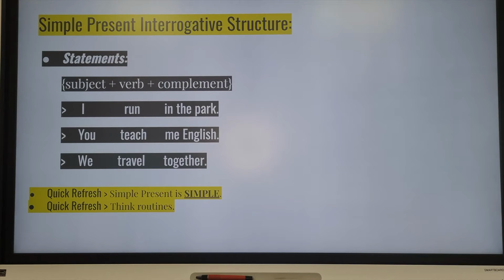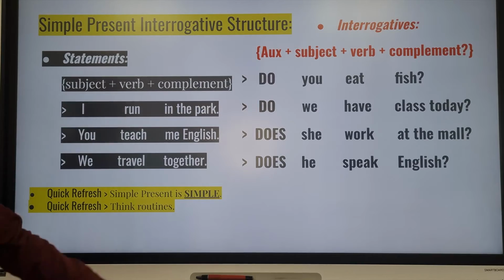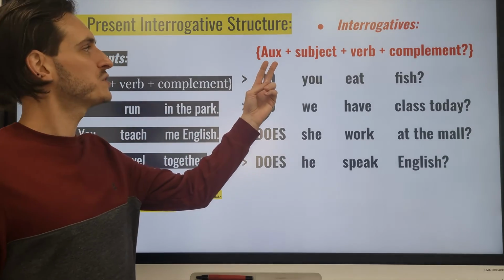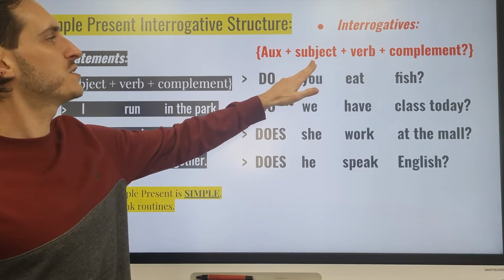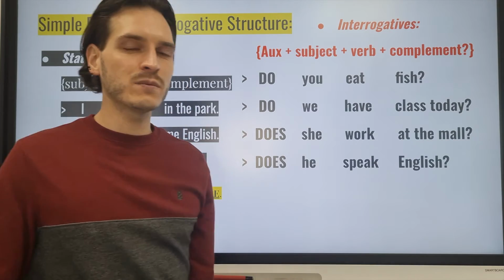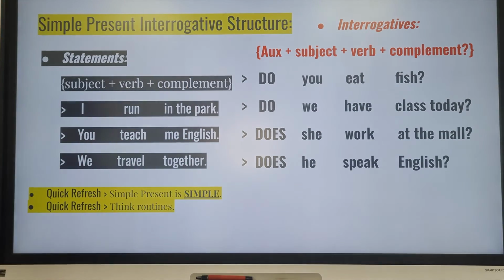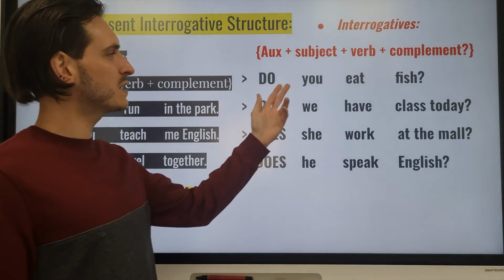Now let's compare this to our interrogative structures. Our interrogative structure, as you can see, changes things. Our auxiliary is first, subject second, verb, complement, and a question mark. If you do not have a question mark, you do not have a question. You have a statement.